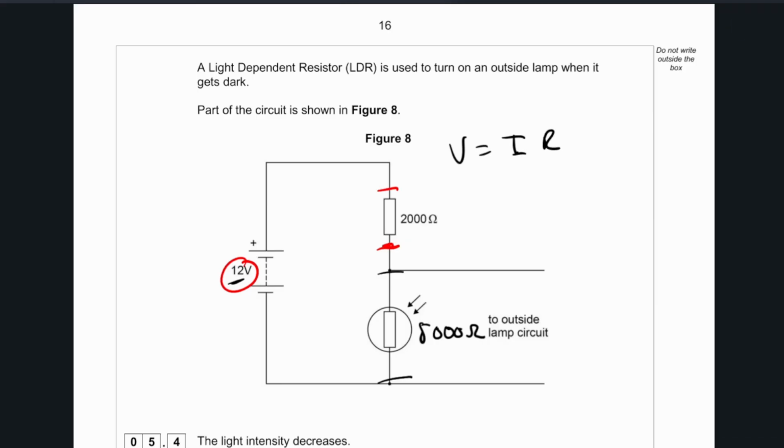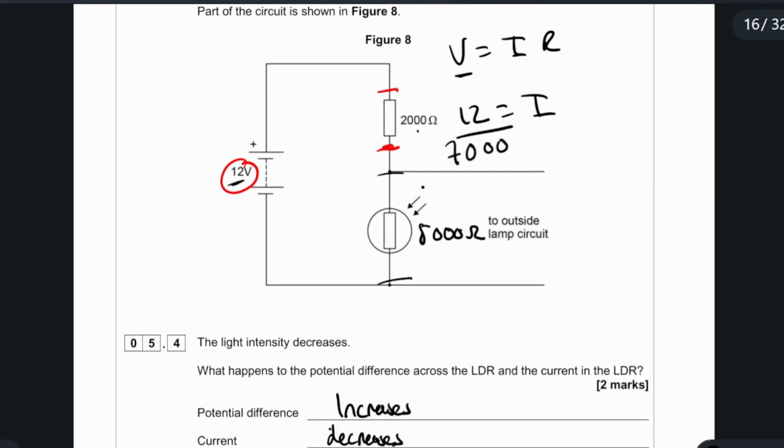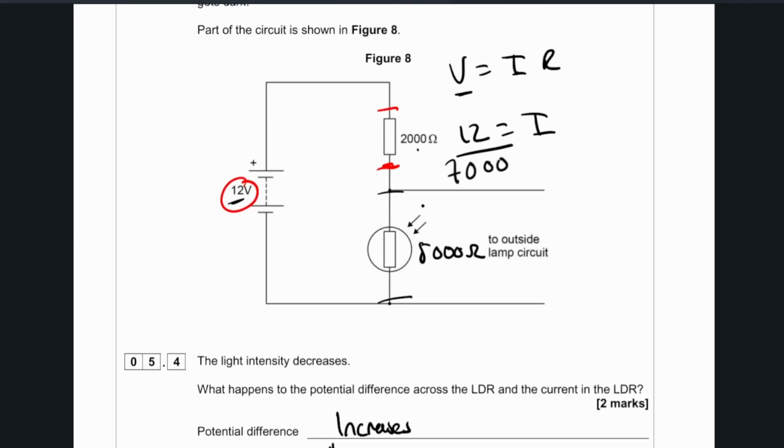And so the total current would be equal to the total voltage, which is 12, divided by R, and the total resistance is going to be basically these two are in series, so we just add the individual resistances up. So 2000 plus 5000 gives us a total resistance of 7000 ohms, and so 12 over 7000 will give you the current, and you put that into your calculator, you should get 1.71 times 10 to the minus 3 amps. So this is the total current in the circuit.